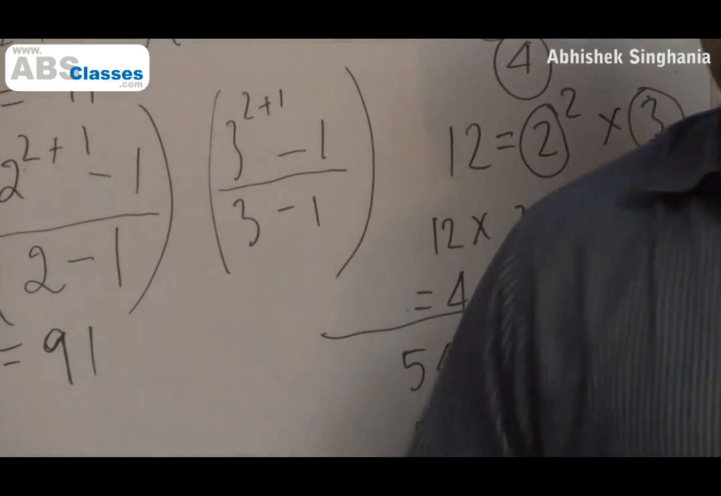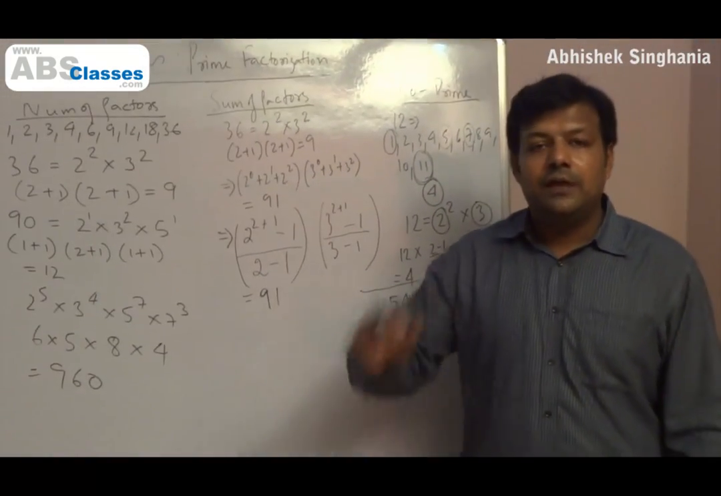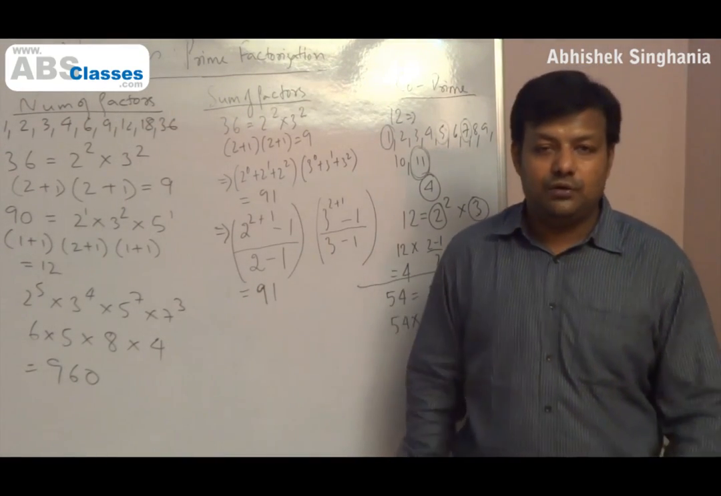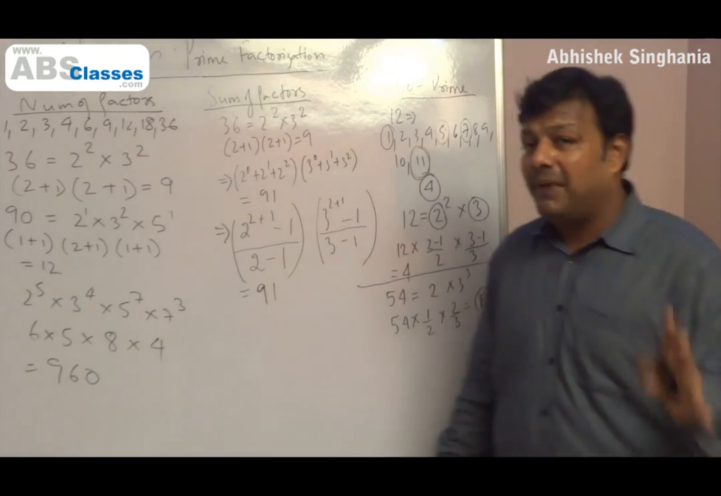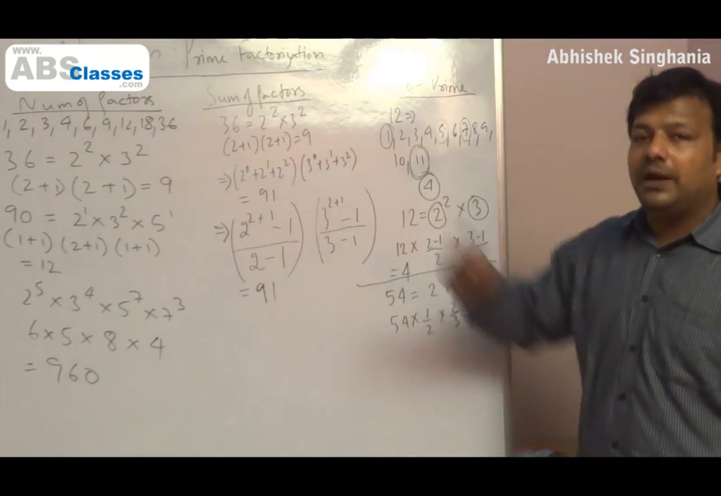So there are 18 numbers less than 54 which have no common factor with 54, are co-prime to 54, which means there are another 36 numbers which have a common factor with 54. And just as a reminder, 1 is taken both as a factor as well as a number which is co-prime to that number.